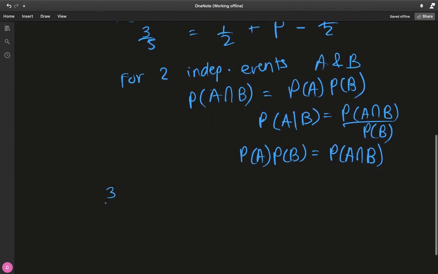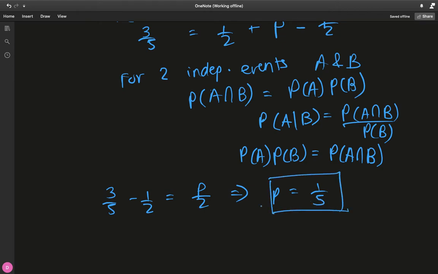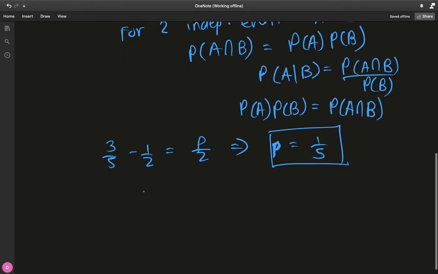So then we have 3 over 5 minus half is equal to p minus p over 2, which is p over 2. And that turns out to be p is nothing but 1 over 5. You can do the basic algebra on a separate piece of paper if you want, because this LCM turns out to be 6 minus 5 over 10, or 1 over 10, being equal to p over 2, and when you take the 2 on that side you have 1 over 5.